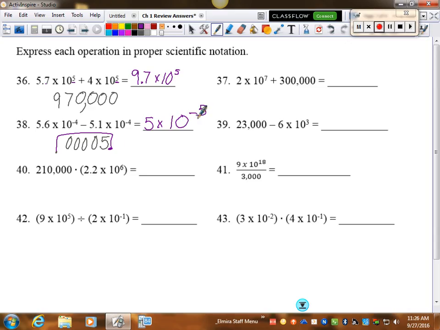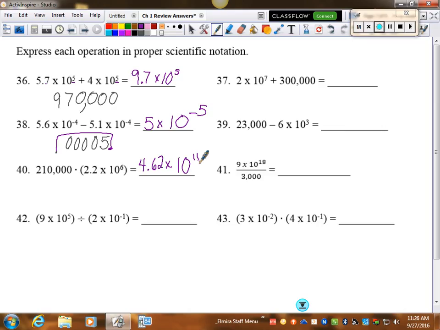Okay. This next one has standard notation and scientific notation. So we're going to plug that into the calculator. 210,000 times 2.2 times 10 caret 6. And actually when I plug this into the calculator, the value is so big that it doesn't fit on the screen, so it converts us to scientific notation automatically, which is kind of nice.